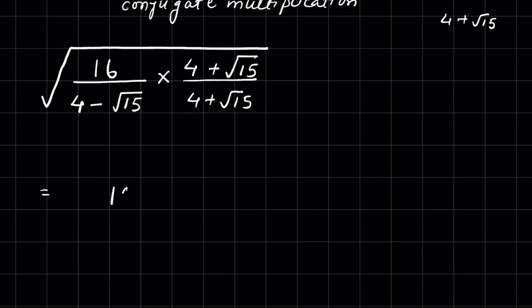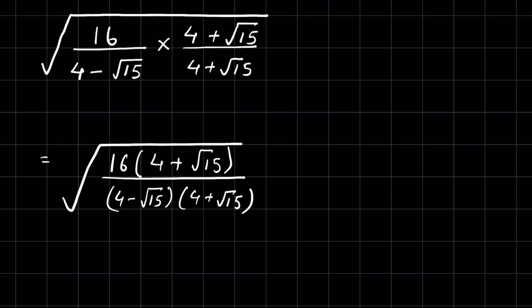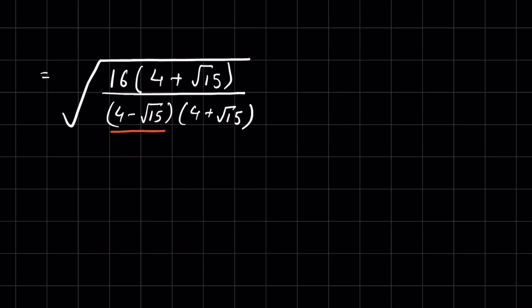So this is 16 times 4 plus square root of 15 upon 4 minus square root of 15 times 4 plus square root of 15, under square root. Now this is in the form of a minus b times a plus b, and this is equal to the difference of squares, a square minus b square.